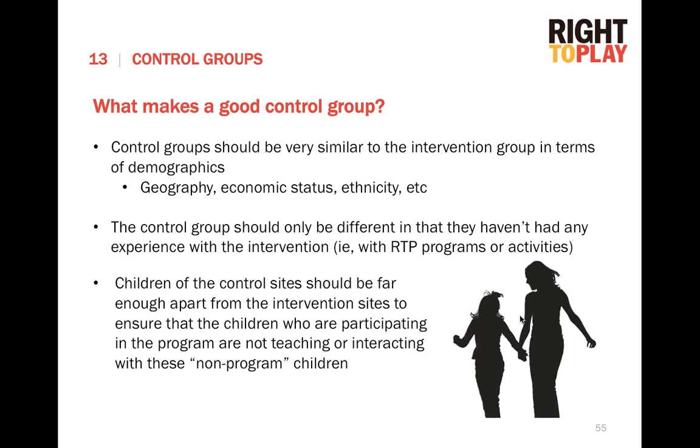And so the children in the control sites should be far enough apart from the children in the program sites so that you can ensure that the children who are participating in the program are not teaching or interacting with these non-program children, because this can really skew your results. And you might not even think that it's a big deal, but if children inadvertently do have exposure to some of the messages in the program, then you can't really fully understand the difference between program and non-program sites. And then your control group won't really represent children who have not participated.